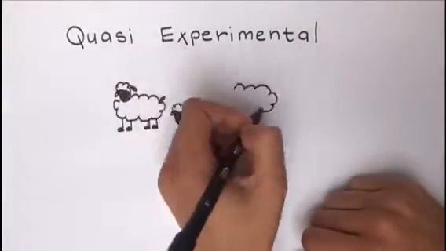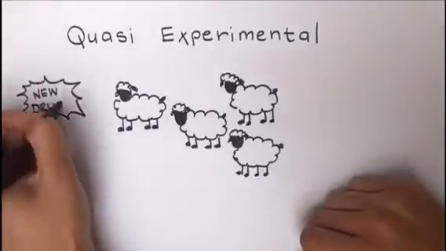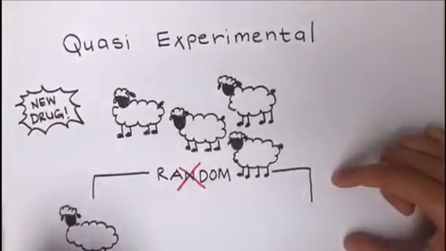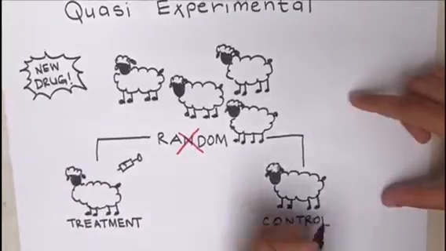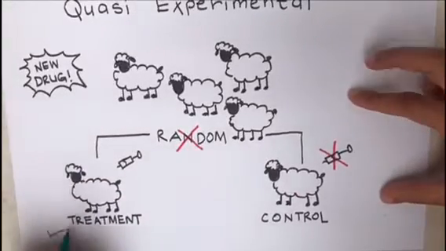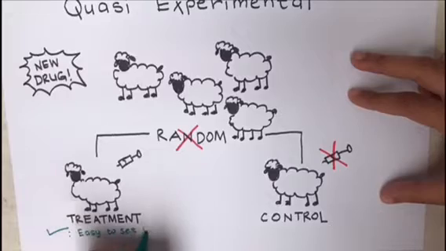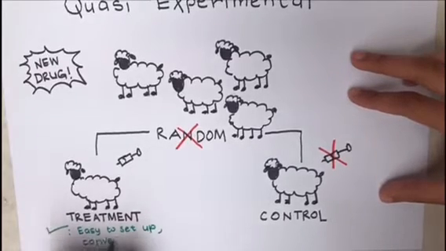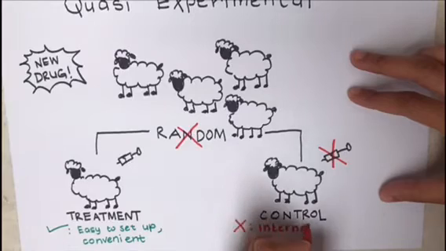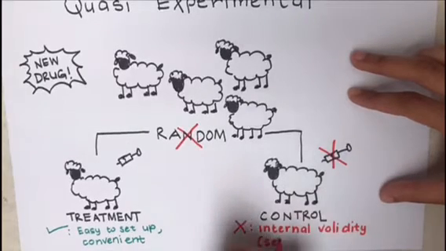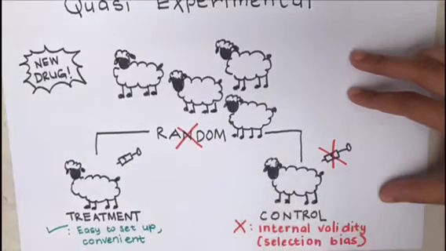Quasi-experiments are basically randomized control trials minus the randomization. This method might be used if randomization is impractical or unethical. Pros of this method include that it is easy to set up and also convenient because you don't have to randomize your participants. However, due to this lack of randomization, selection bias may be introduced.